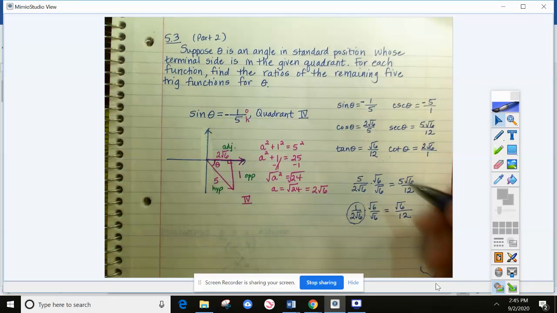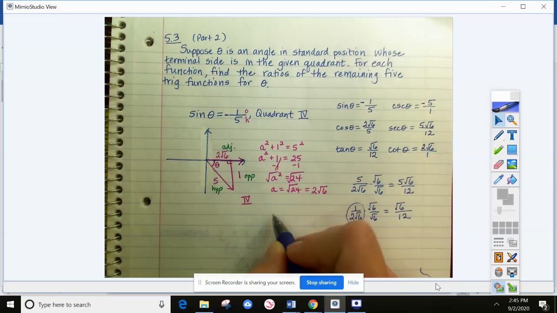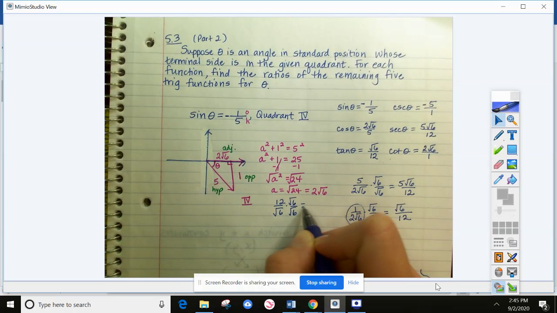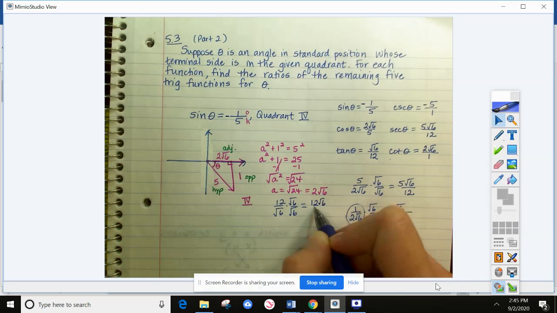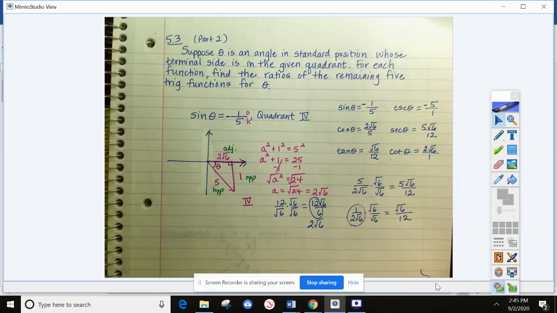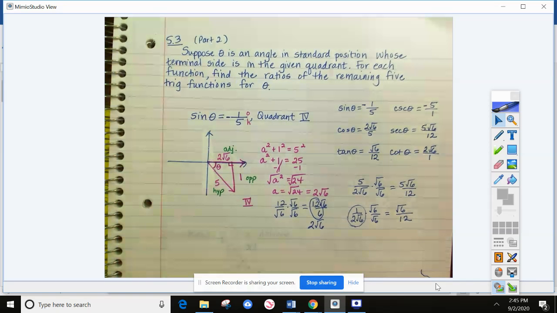All right, but let's say you didn't know you could do that and you did flip that anyway. Here's what you do. You would get 12 square root of 6 over 6. Then you could see, hey, I can reduce that, and it's just 2 square root of 6. So it's not a tragedy if you don't recognize that from the get-go. I'm just trying to save you a little bit of work if we can.